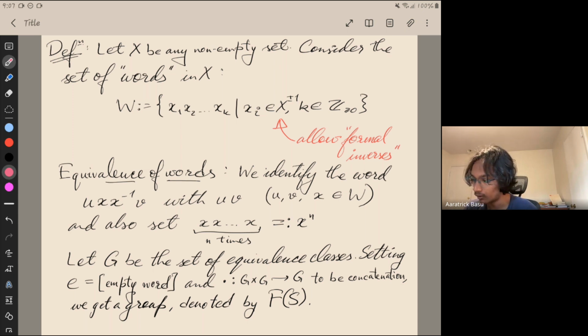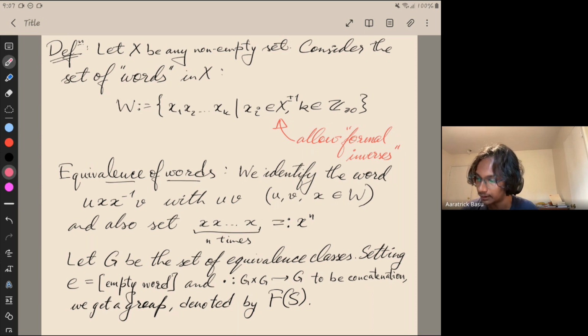Right. So how do we get the group? The group here is the set of equivalence classes. You look at all the words and then you collapse. You pick, for example, one representative of each equivalence class. For example, there is a unique equivalence class of the empty word. The empty word is where you take no elements at all, right? For example, any word X X inverse is equivalent to the empty word. So you designate the class of that empty word as your identity element, E, and the binary operation here is induced by the concatenation of words.